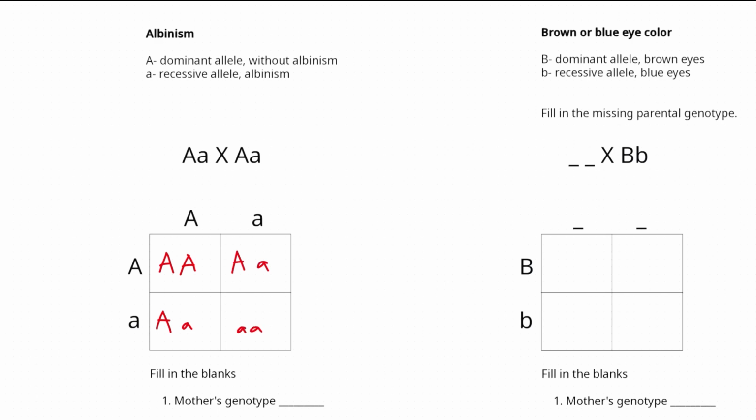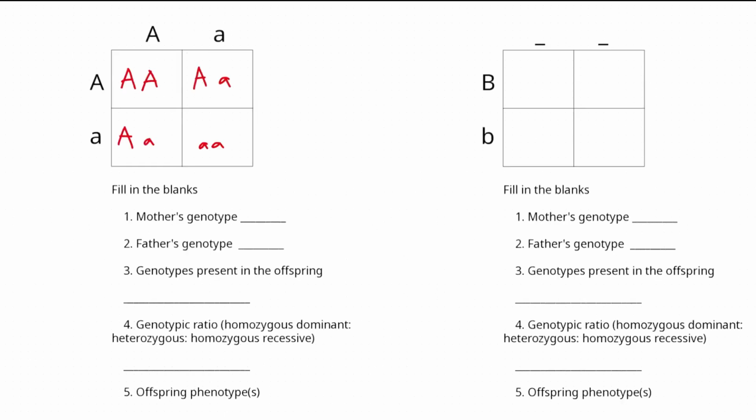Now let's answer our questions. What is the mother's genotype? And it's just horizontal here. Capital A for dominant, little a for recessive. So heterozygous. The father's genotype is the same. So we have a capital A and a recessive a.